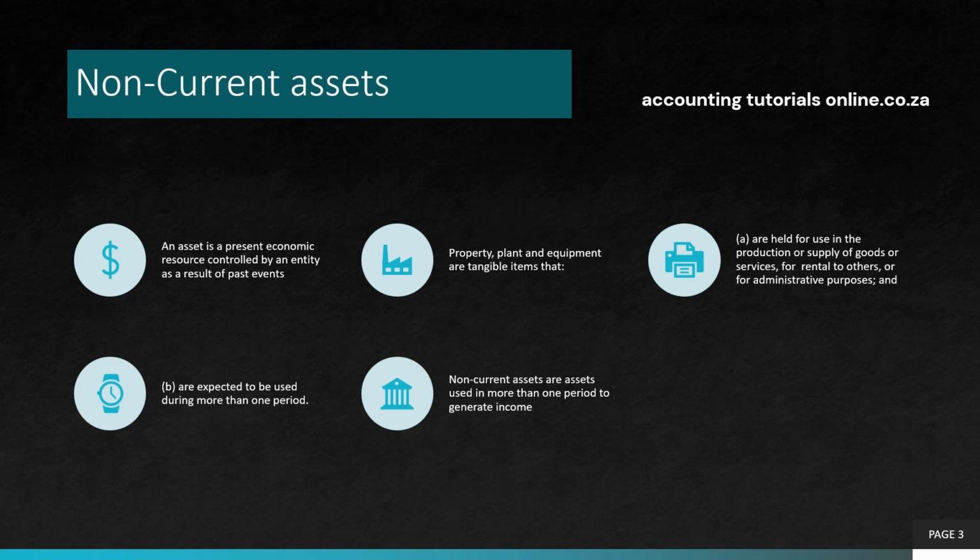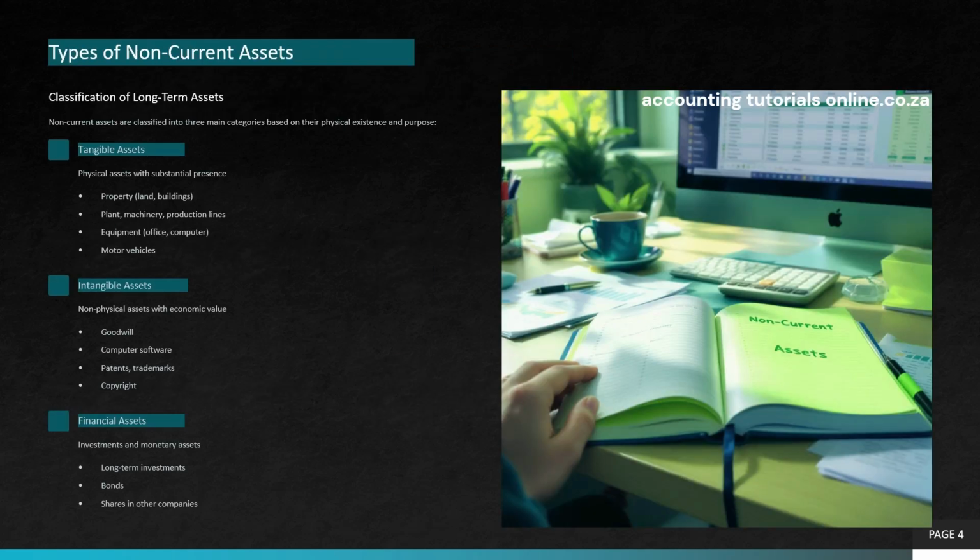Non-current assets are assets to be used for more than one period to generate income. So we are saying we're expecting to use them for more than 12 months.